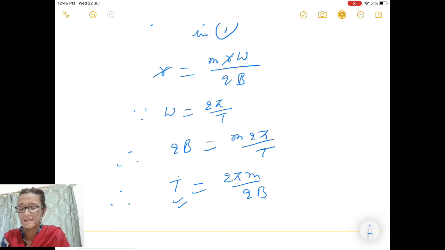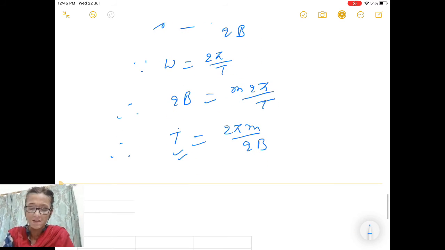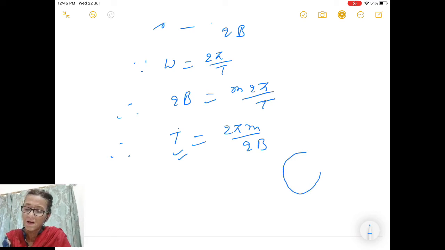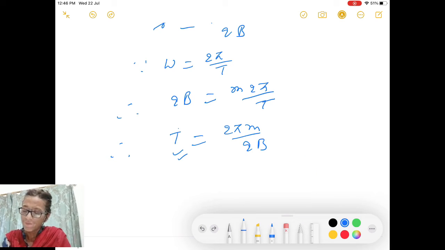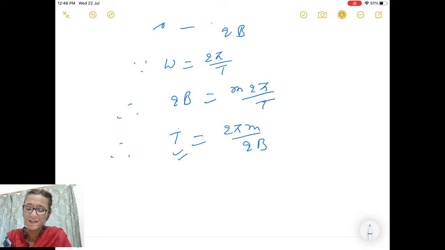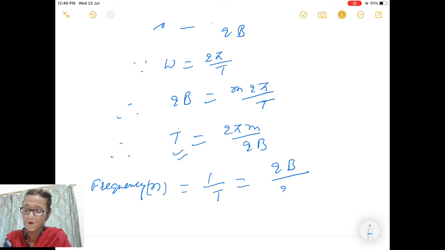Here the time period is independent of velocity. How fast the charge is moving or how slow the charge is moving, it will not affect the time period of one complete rotation. Time will not be affected. And this is very useful in the context of the cyclotron. And here you can see that frequency n is 1 upon time period, therefore frequency becomes equal to qB upon 2 pi m.